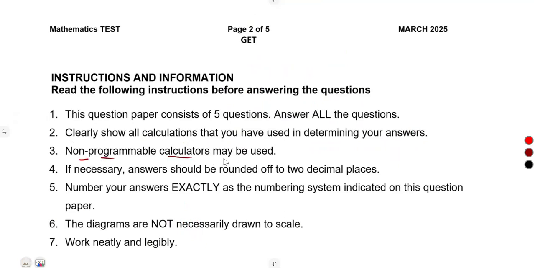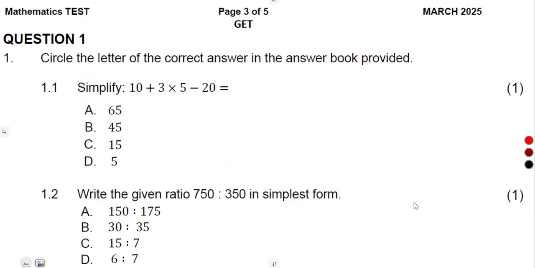Non-programmable calculators may be used, meaning where you need a calculator, you can use one. And if necessary, answers should be rounded off to two decimal places in case you are dealing with decimals. I'm not going to waste your time, guys. Go through each and every part of the instructions.